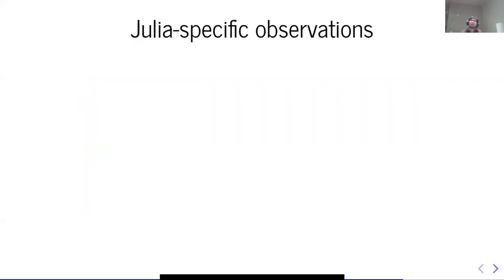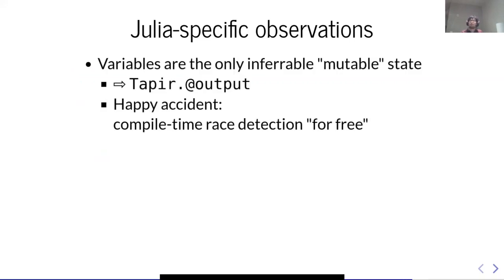Okay, so far I've been mostly talking about a re-observation of the original studies of Tapir and Cilk, but there are some interesting interactions between Julia and Tapir. In the Julia compiler, variables are the primary so-called mutable state that is inferable as of today. This almost necessitates, I think, a syntax like the Tapir output macro to mark the task output. A happy accident of this was that it gives us compile time race detection kind of for free. By for free, I mean that the detection is a part of the processing that has to happen anyway.